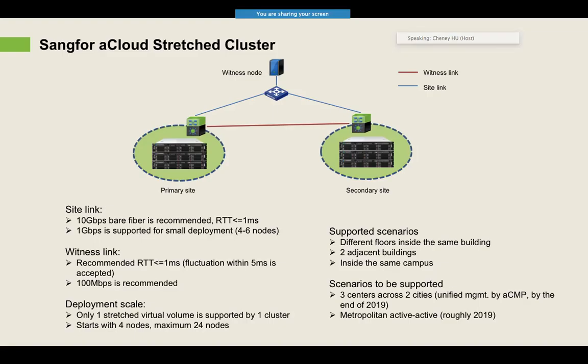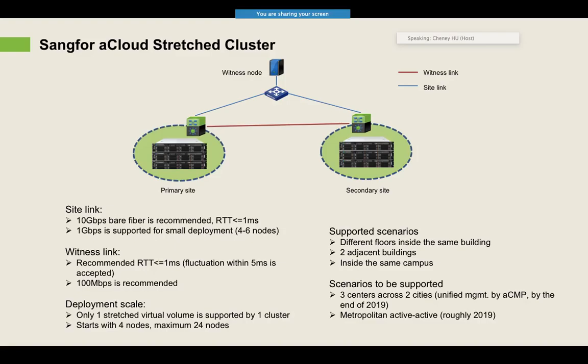Take a deeper look at our stretched cluster solution based on aCloud. So basically, there will usually be 3 sites, a primary site and a secondary site. And these 2 sites are connected by dark fiber. And we recommend the bandwidth for this dark fiber should be 10 gigabit per second. And the RTT should be less than 1 millisecond.